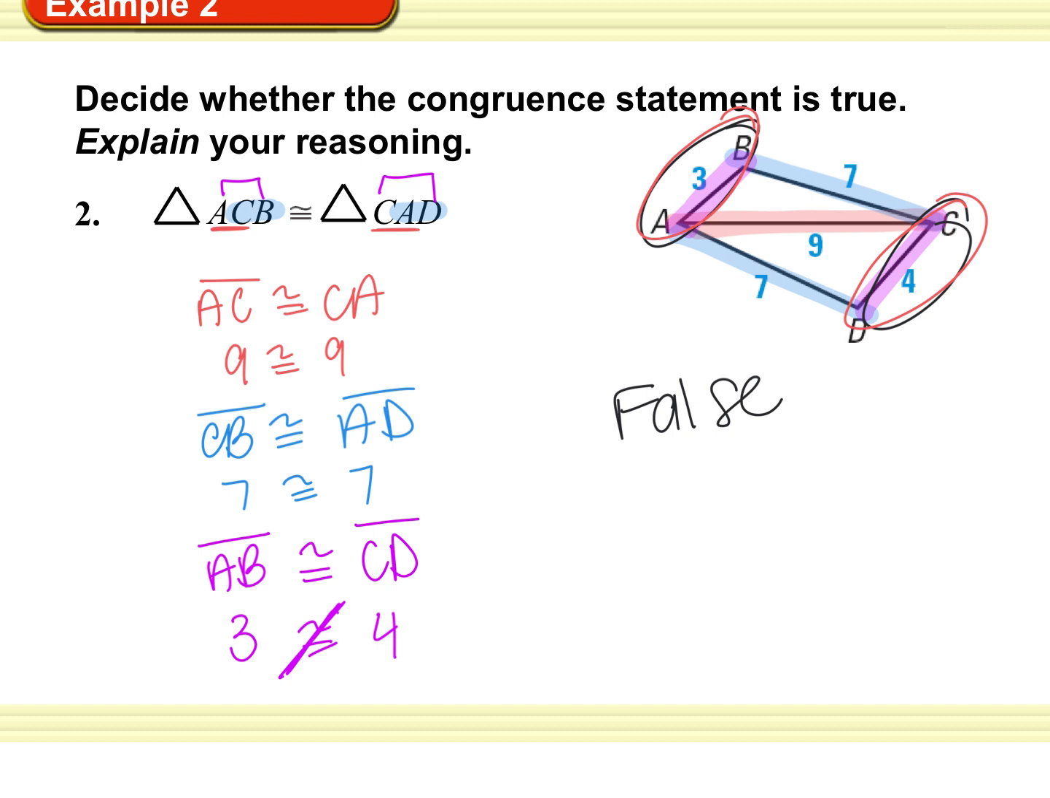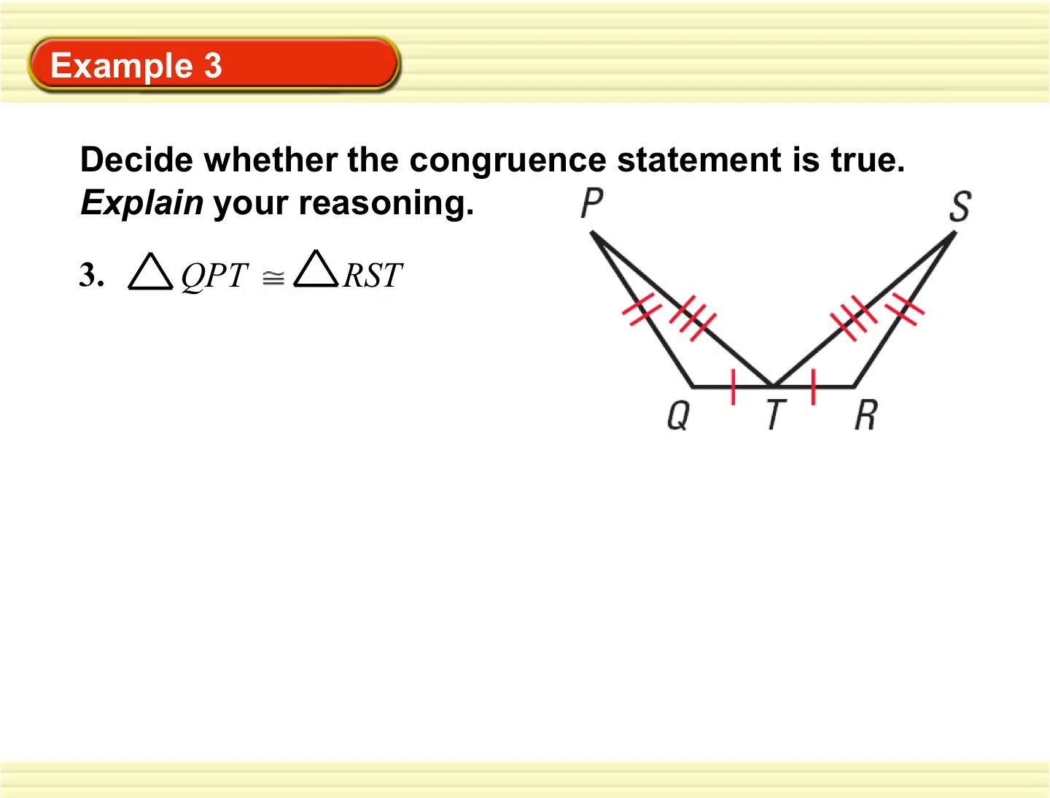Okay, so it's just a matter of matching. All you're doing is matching the sides. It's just matching. All we're doing is matching right now. All right, go ahead and try and do example 3 on your own. Same thing, determine whether the congruency statement is true, explain your reasoning. Go ahead and find this one out.